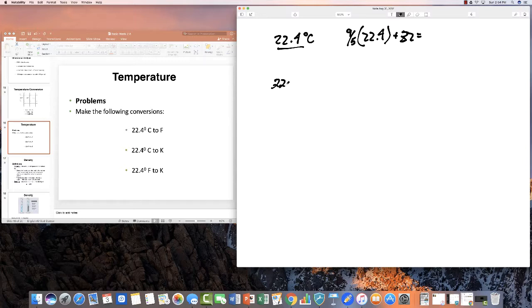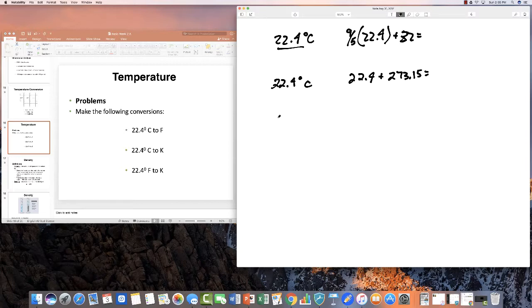The second one is 22.4 degrees Celsius to Kelvin. All you have to do is take 22.4 and add 273.15, and that gives you that answer.